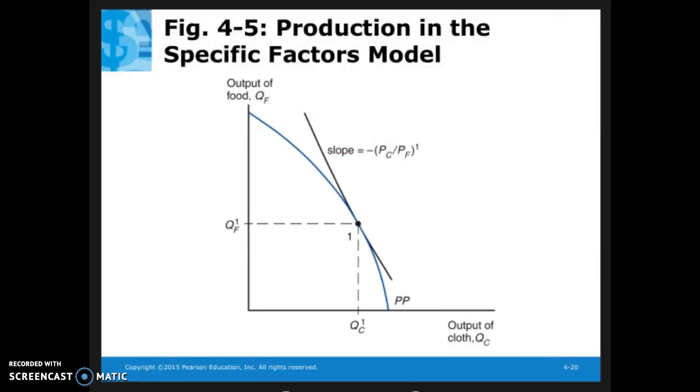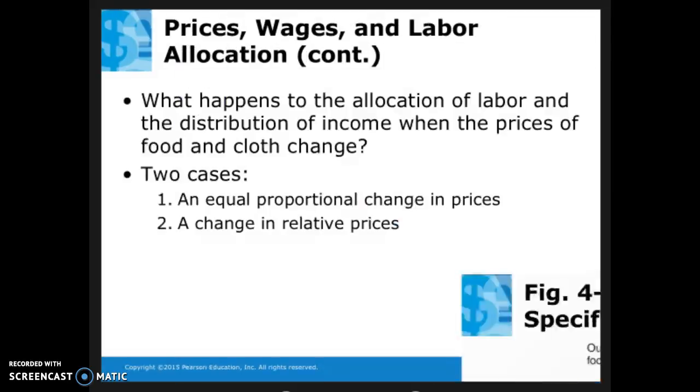So here's what that looks like graphically. You can see the production possibilities frontier with a line that is tangent to the slope. And it intersects where the quantity of food and the quantity of cloth meet the tangent line.